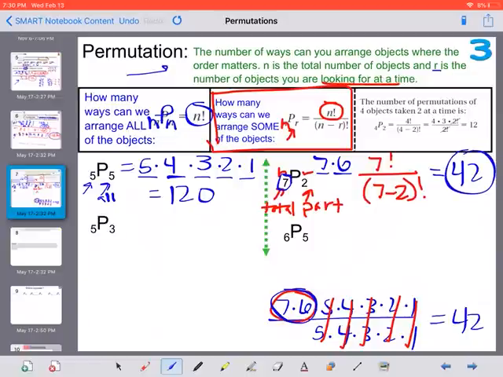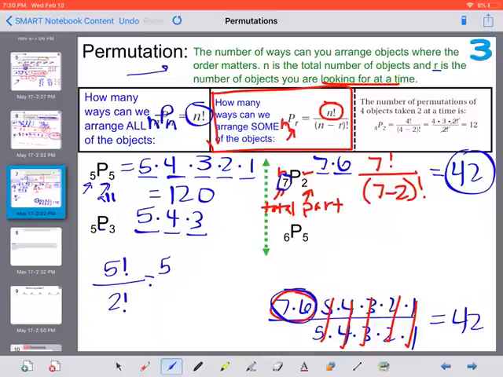So this next one, we can think of it the same way. We can look at, hey, we have 5 objects total, and we're arranging only 3 of them. So we have 5 times 4 times 3. Or, what you're really doing is you're doing 5 factorial divided by 5 minus 3 factorial, which is 2 factorial. Right here, you're just subtracting.